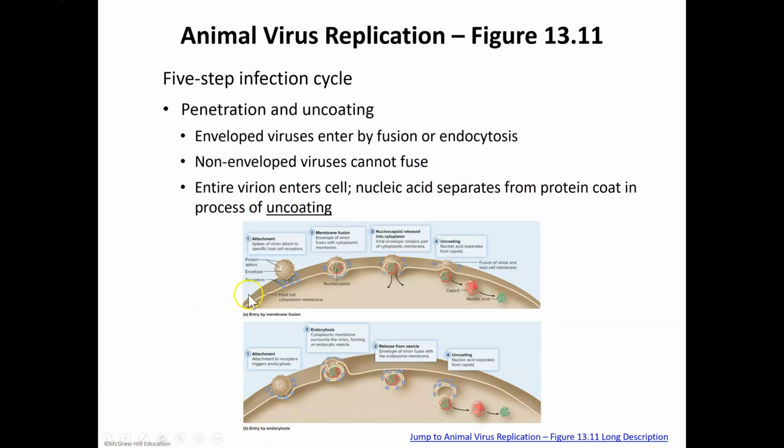So here you can see the penetration and uncoating. Here's the attachment. Here's membrane fusion. So the cell is bound, and now you have the nucleocapsid being released into the cytoplasm. Here's uncoating. So all we have left is the capsid with the nucleic acid coming out now. In endocytosis, the cell envelops the entire virus, pulls it in, and then that vesicle releases the virus and the DNA in the uncoating step.